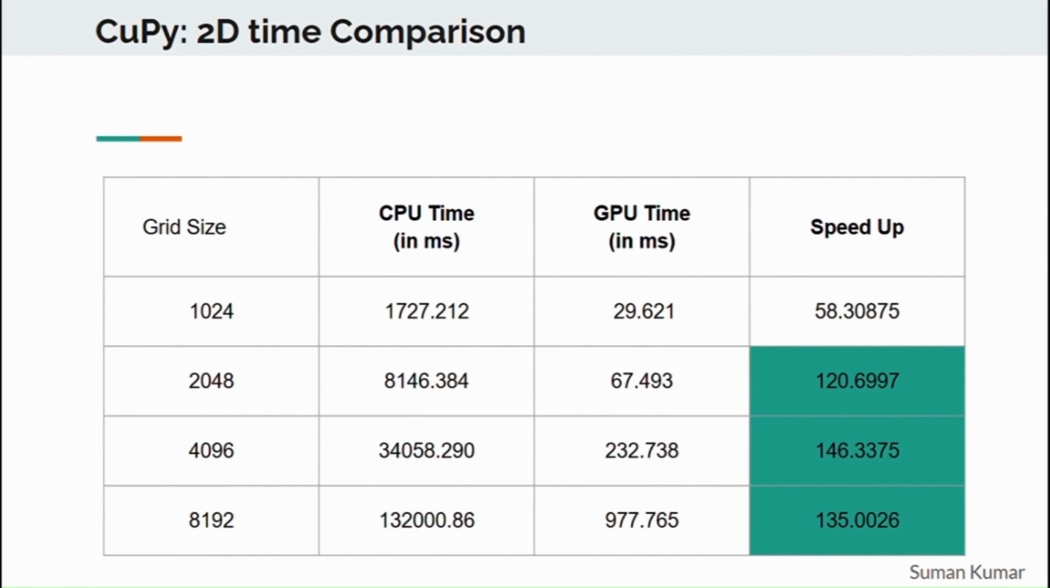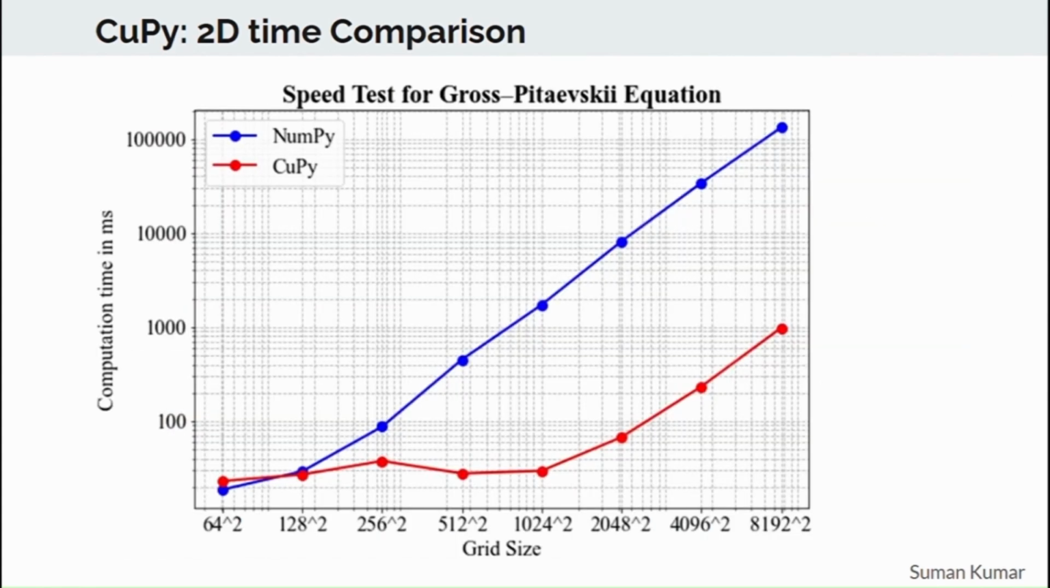This is the log plot of grid size versus computational time. Here we can clearly see the computation time using the NumPy library is of the order of 10 to the power 5, for example for 8192 squared grid size, but it suddenly decreases to the order of 10 to the power 3 when we use the CuPy library.